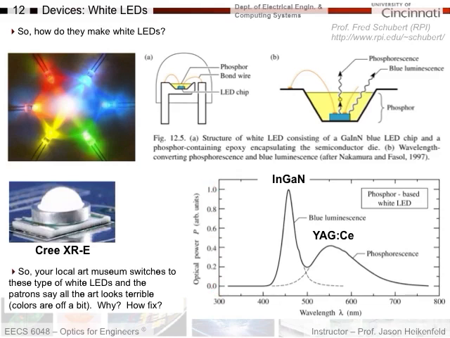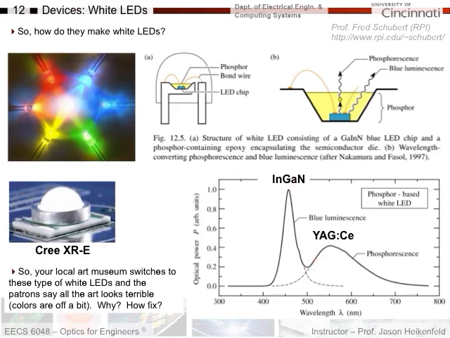So here's your optical output power versus wavelength. Here's the blue LED, which in this case is indium gallium nitride for the semiconductor material. That comes out, and then you've got the yellow phosphor, yttrium aluminum garnet, cerium, which then absorbs blue light, converts it to lower energy yellow light, and overall, this isn't perfect white light, but your eye perceives a mixture of the blue and the yellow, which has some red and some green in it, as white.